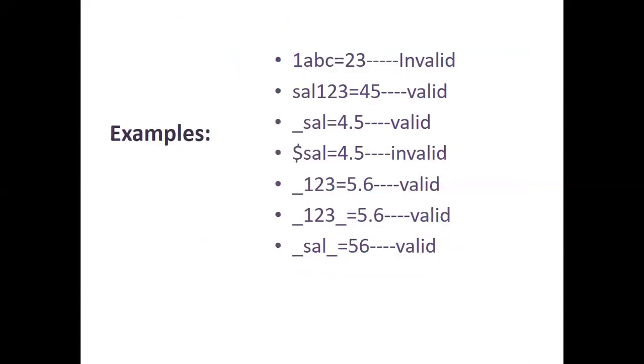Examples are given. If we write 1ABC is equal to 23, this will be invalid. If I write salary123 is equal to 45, it is valid. If I write _salary is equal to 4.5, this is valid. If, instead of underscore, I use any other special symbol like dollar, this will be invalid.